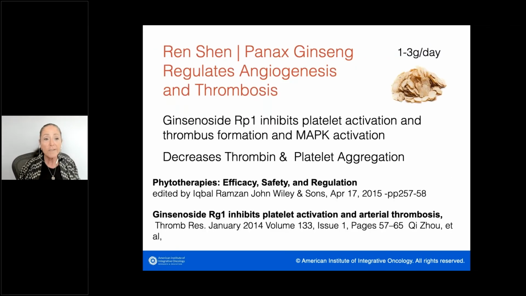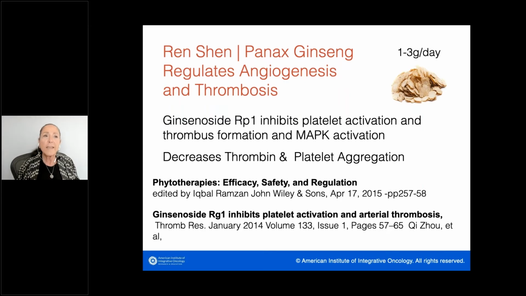Here are your references. A lot of people don't realize that ginseng also is anti-thrombus, anti-angiogenesis, and also influences tumor biology. It also influences the patient's experience of fatigue, helps with stress adaptation and resilience. And so I'll use about 3 grams a day.